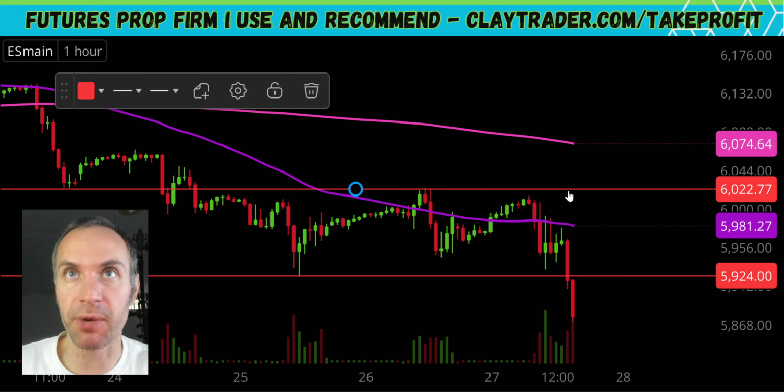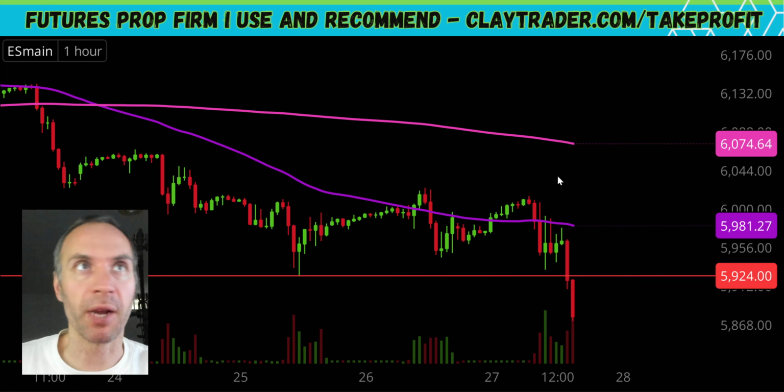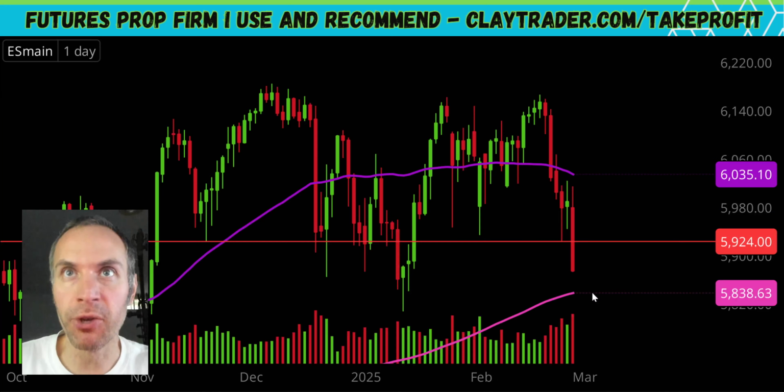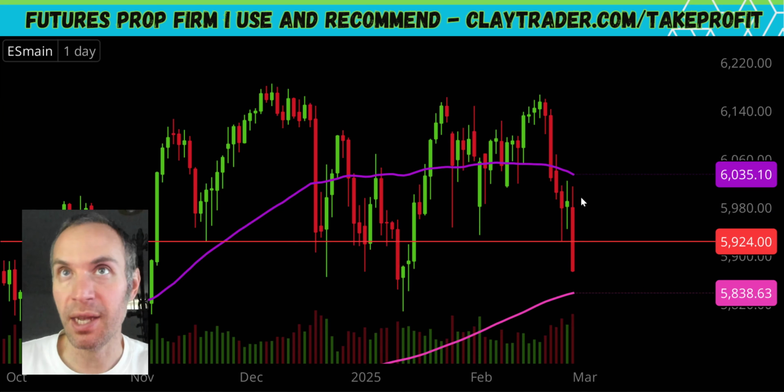I'm also just going to go ahead and get rid of that level now. It served its purpose, and I don't want to risk causing clutter and confusion because there's lines everywhere. Now let's skip back to the daily. Usually I don't skip around time frames like this, but because the price is now down at ranges that have not been seen for literally several weeks, got to do that.